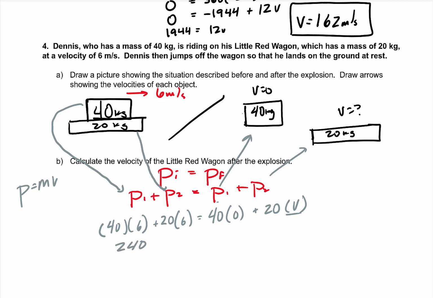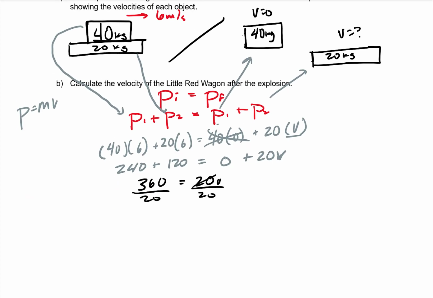We got 240 plus 120 is equal to 0, that has no momentum, plus 20v. We put those together and we get 360 is equal to 20v. We'll divide both sides by 20, and that velocity comes out to be 18 meters per second.